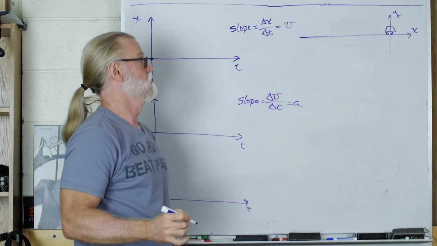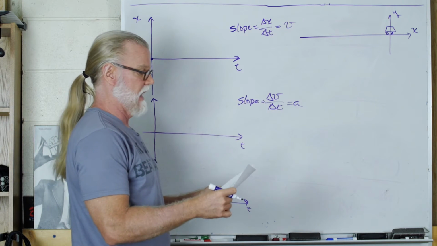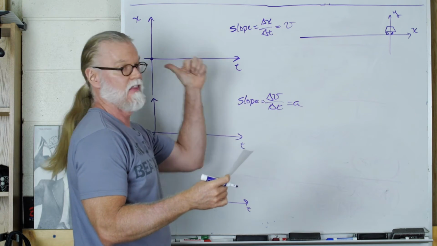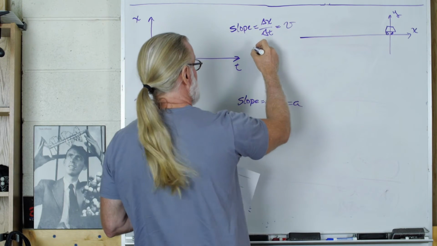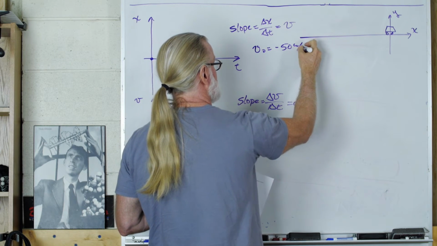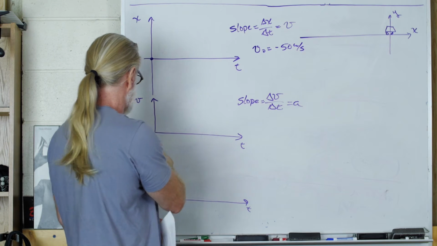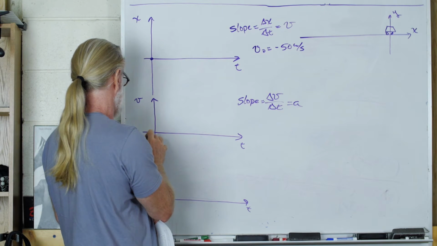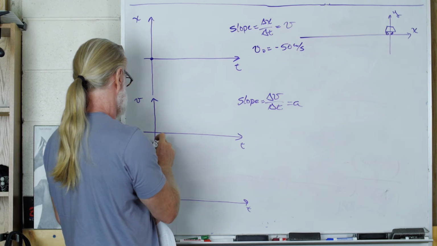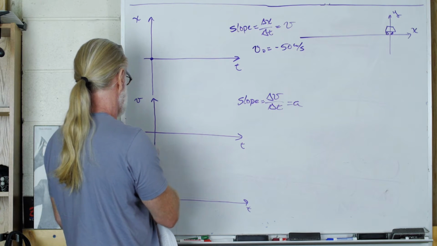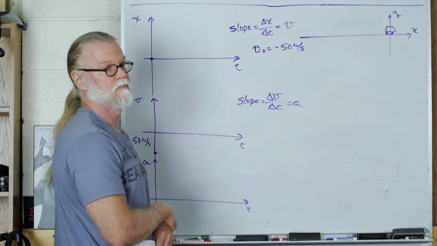What's the slope? Slope is velocity. What's the velocity? Well, it's actually 50 centimeters per second that way. So the velocity initially is minus 50 centimeters per second. Might as well put that here. So right there, minus 50 centimeters per second. And that's as fast as it's going to go. So why don't we make that a big velocity? It's right here. It's right there.